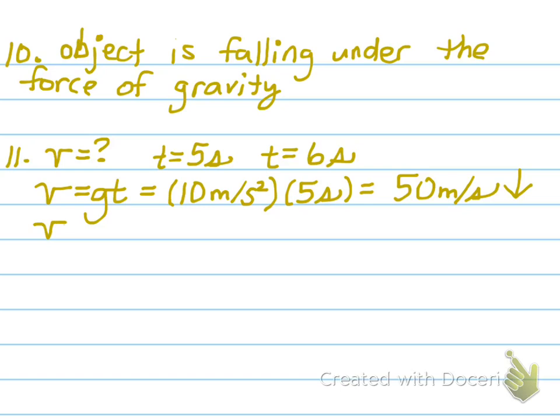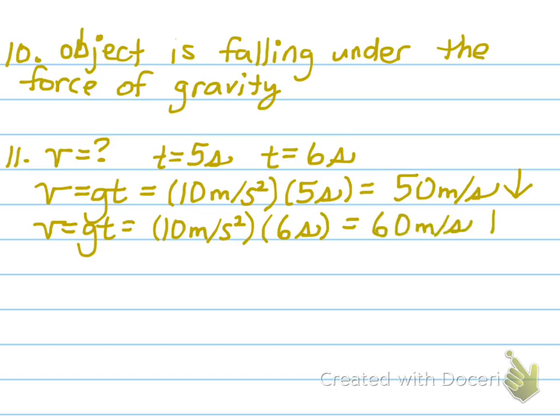For the second one, again, we still use the same equation. Again, our acceleration due to gravity is 10 meters per second squared, and it's 6 seconds, so it would be 60 meters per second downward for number 11.